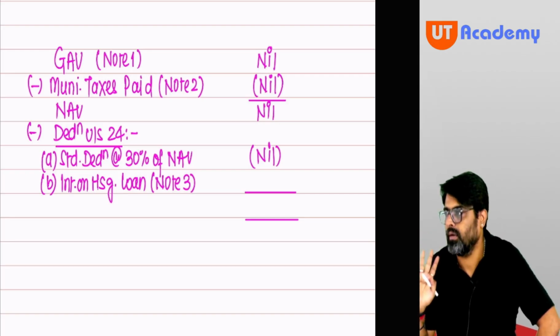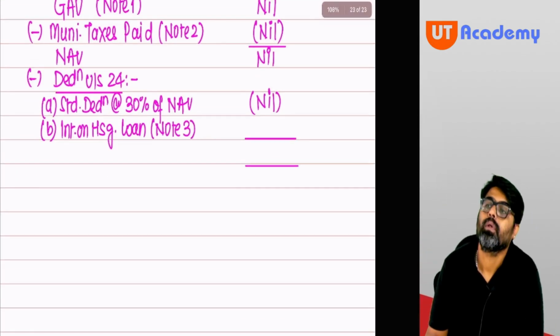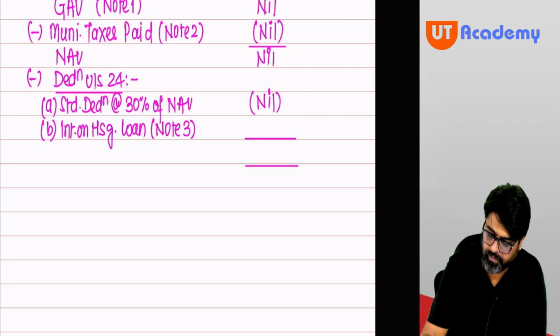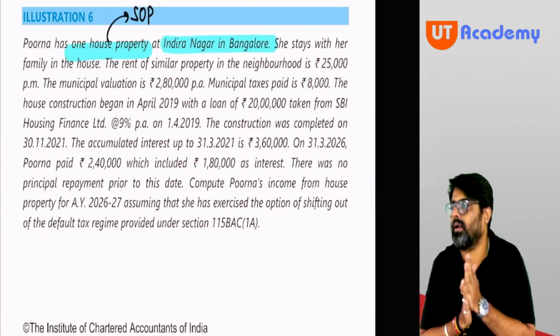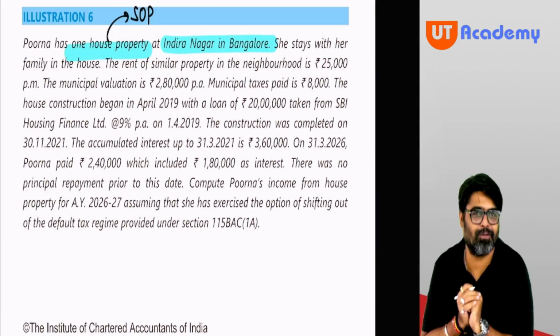2 notes you have given. Okay. Now note for interest. Write down note 3. But before that, we are going to read the balance part of the question.